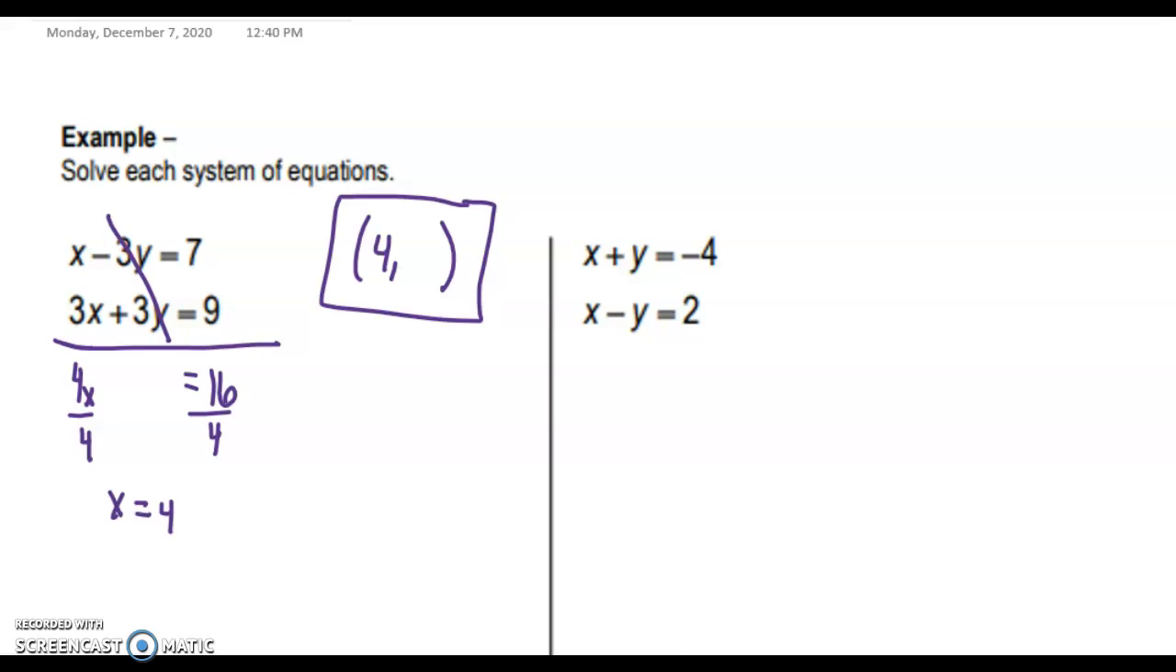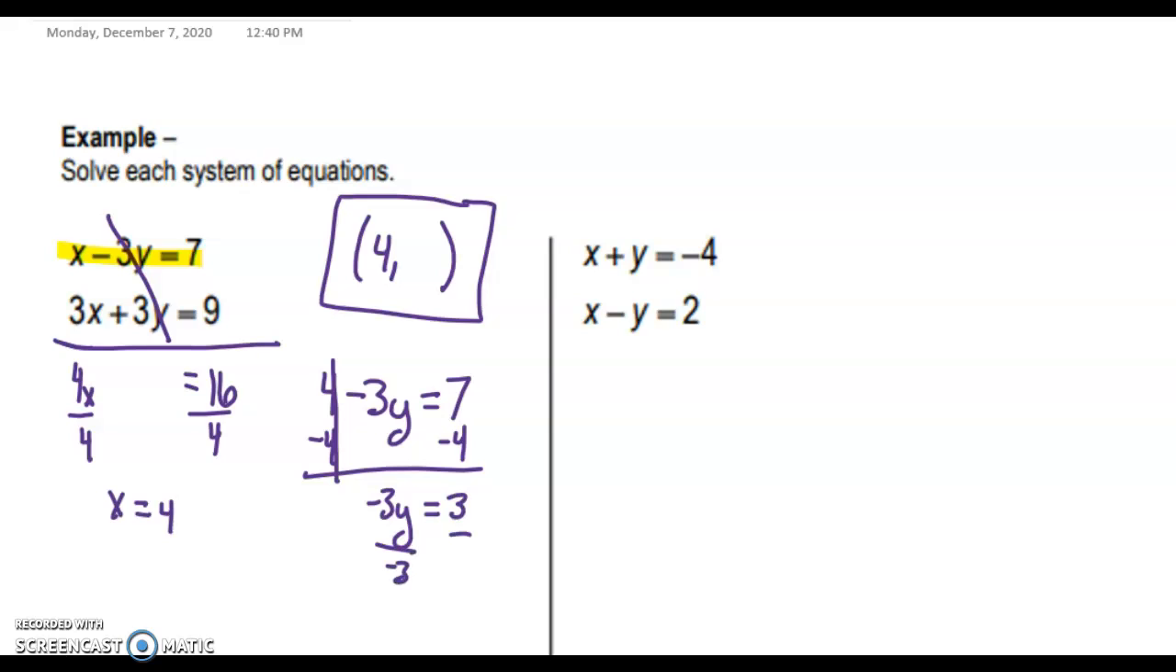So now you can go back into either of these equations up here, either one of the original ones, and plug in x and find y. Let's just go for the top equation. So we have x, which is 4, minus 3y equals 7. Okay, now we've got to solve for y. So let's subtract the 4. Okay, we get negative 3y equals 7 minus 4 is 3. Now let's divide by negative 3. So we get y equals negative 1. Okay, so our answer is 4, negative 1.